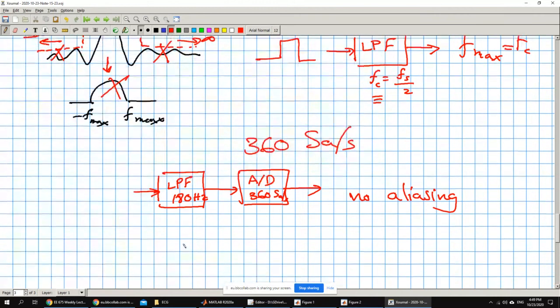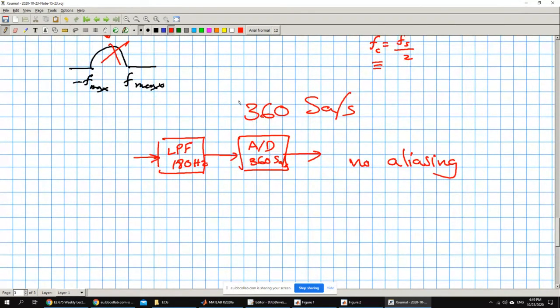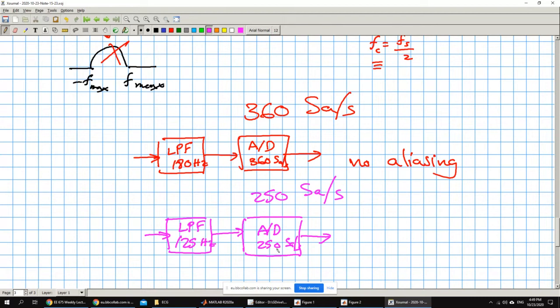Same thing for the 250. If I have another system for 250 samples per second, you have a low-pass filter of what? What should the low-pass filter cutoff be? 125. Exactly, right. Half of the sampling frequency. So this also will have no aliasing.